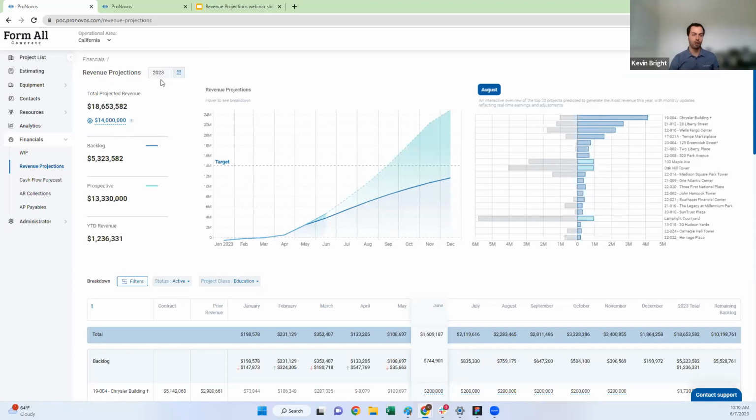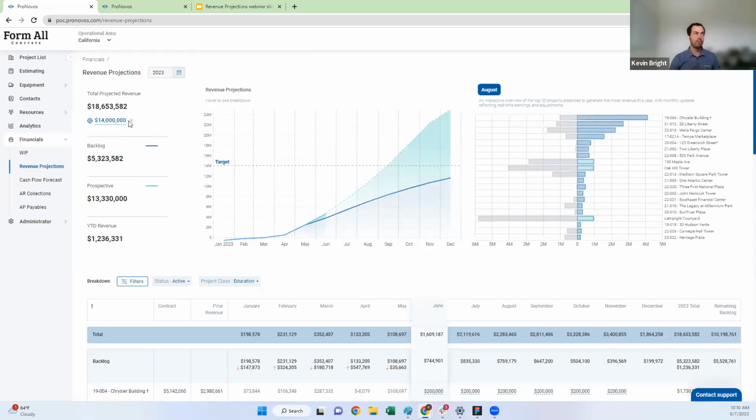You can plan out not only what your revenue is going to be through the rest of 2023, but if you want to start looking at 2024, 2025, however far out you might want to look at revenue, you can select the year and look at it on an annual basis. And on the left here, you're going to see a few different KPIs.